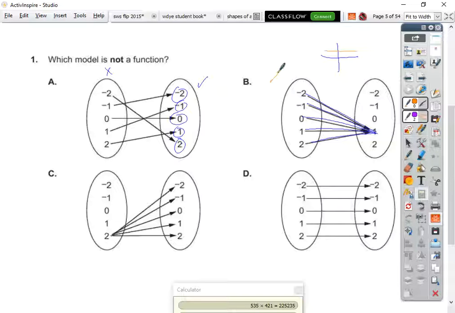Question B, we have 1, 2, 3, 4, 5 different values for one x. That would produce a vertical line at where x is equal to 2. This would clearly fail the vertical line test. So the answer is C. This is not a function.